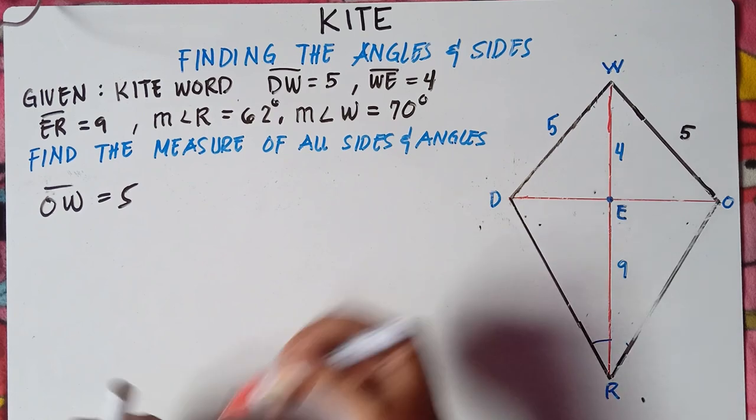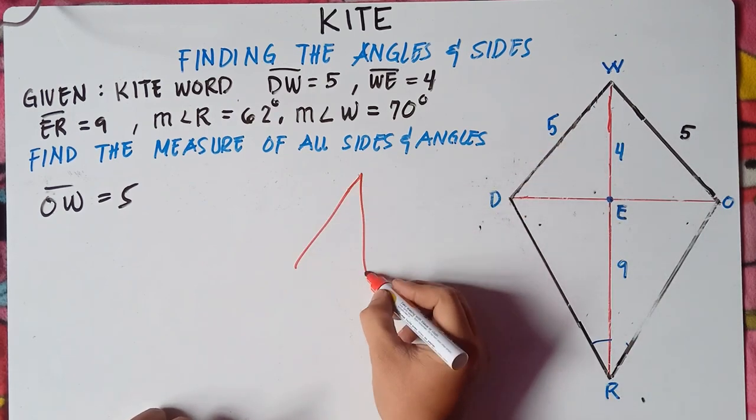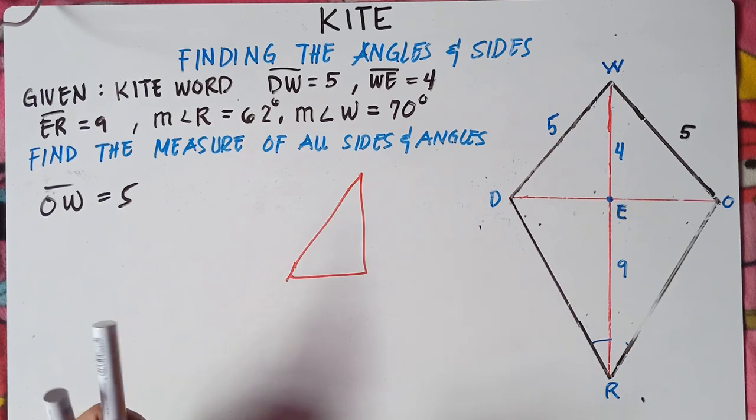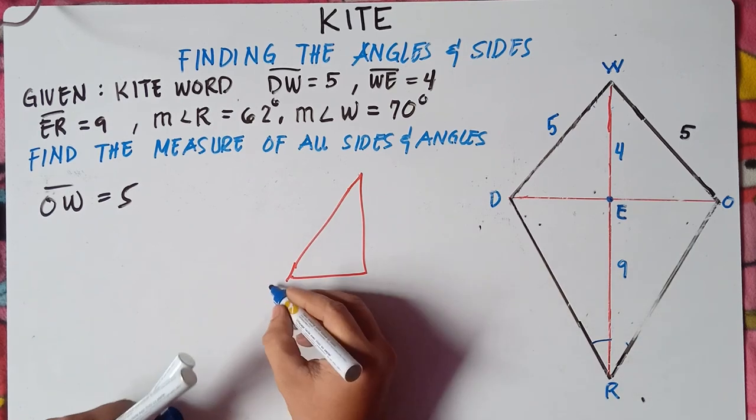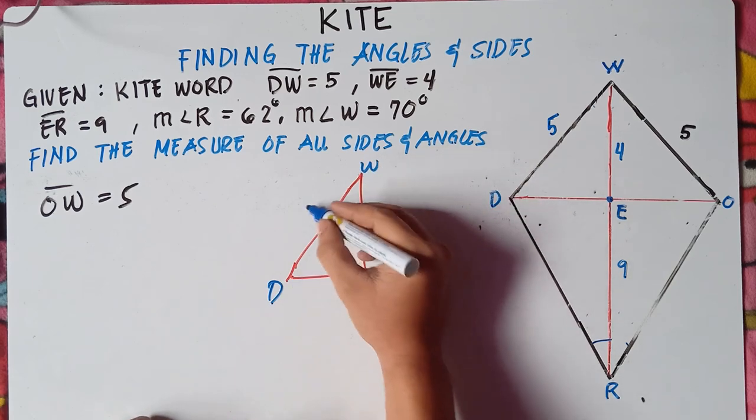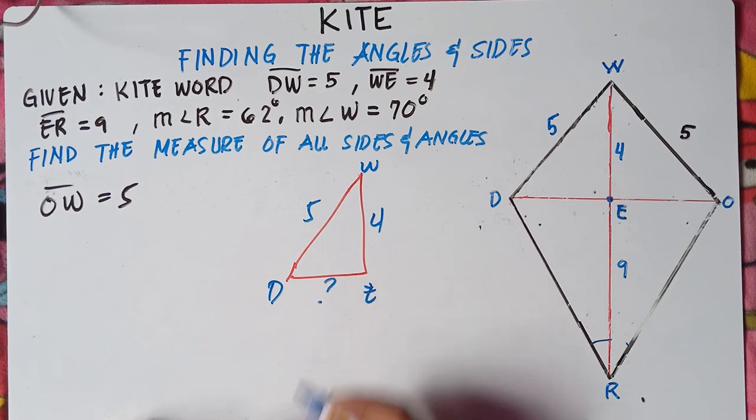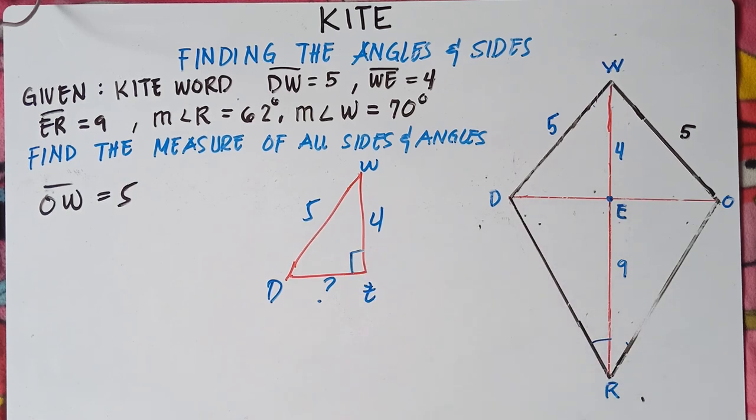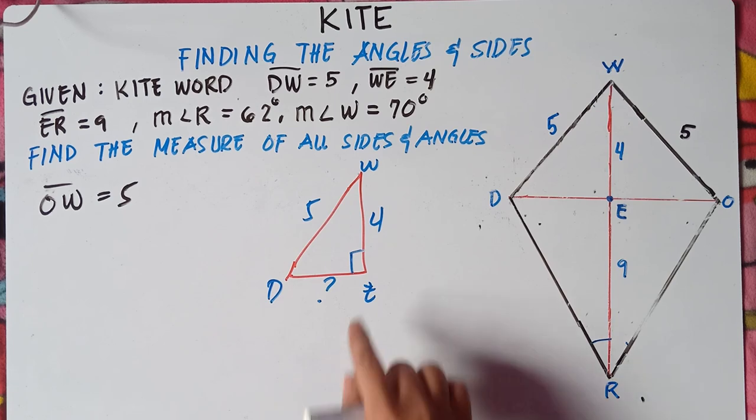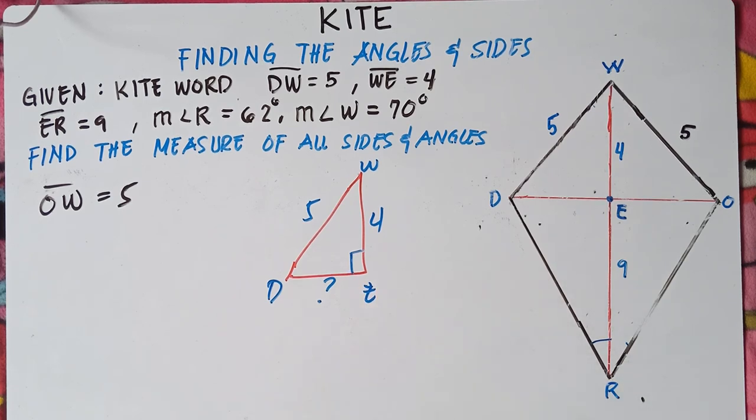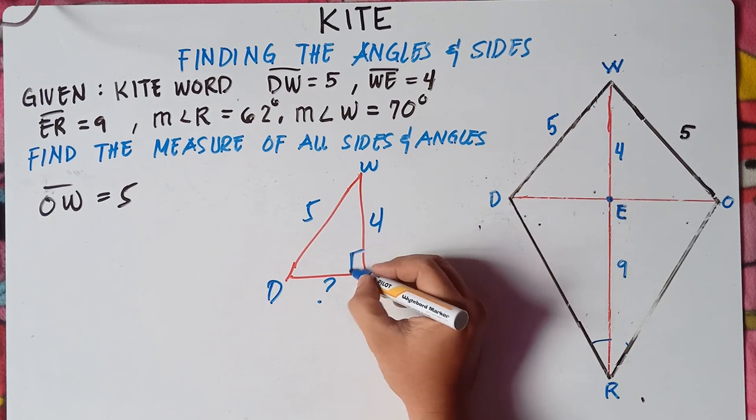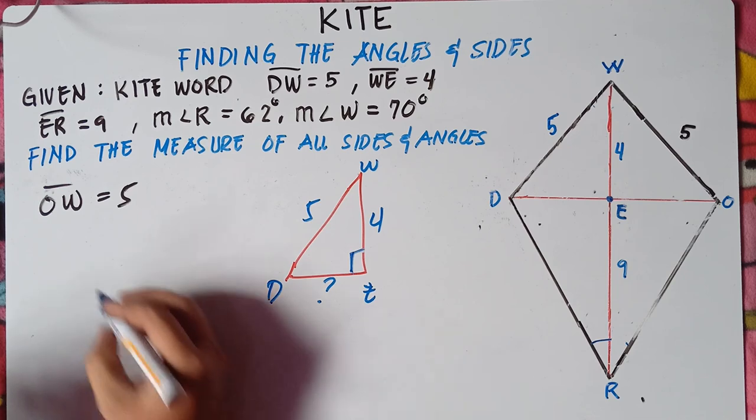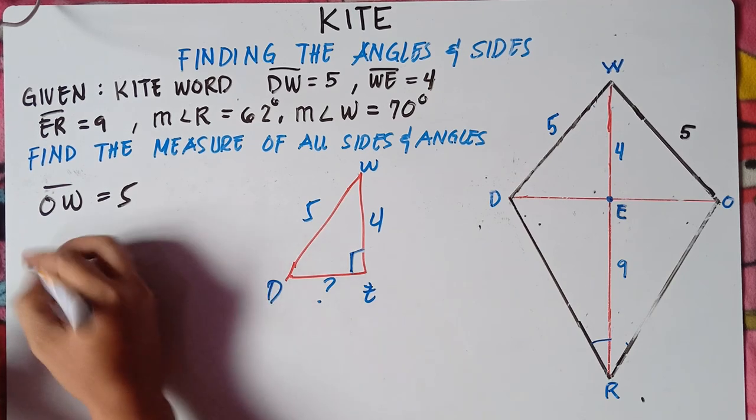To find DE, do not forget, class, this one. We write this triangle DEW, in which DW is 5 and WE is 4. To find DE, do not forget, class, the Pythagorean theorem, because we can use it if there's a right triangle. Always remember that. When can we use the Pythagorean theorem? If one angle in a triangle is a right angle, 90 degrees, then you can use the Pythagorean theorem. The formula of the Pythagorean theorem is c squared. Let me write this here.